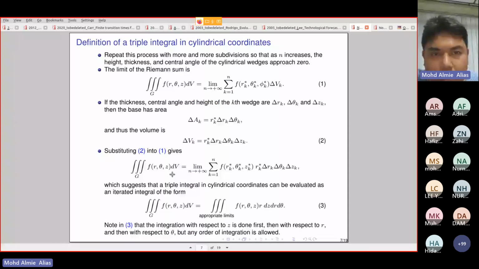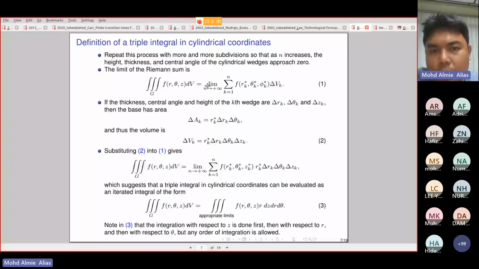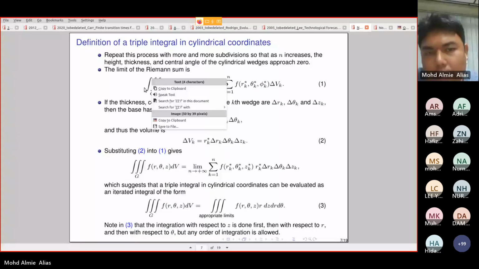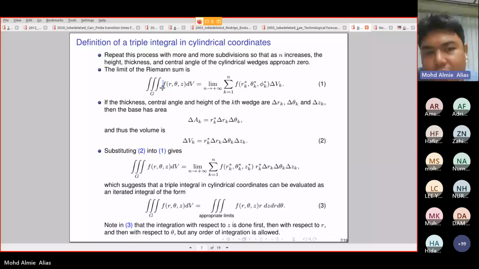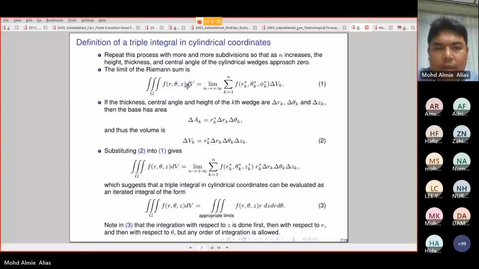Okay, and then if you keep repeating this process, multiply and add, and then take the limit, which is the limit of the number of small wedges going to positive infinity, this gives you the triple integral of f here, and then you have the delta V, which becomes dV. Okay, so this is only true if the limit exists.